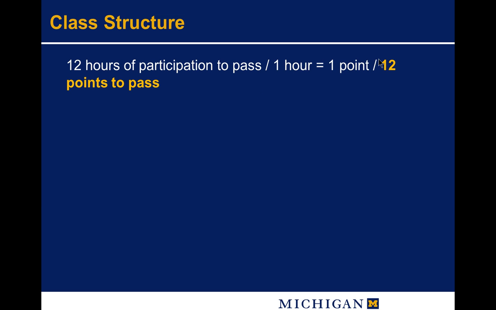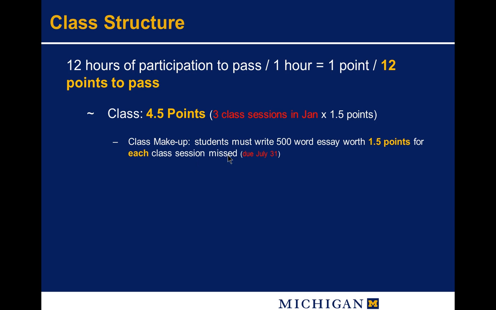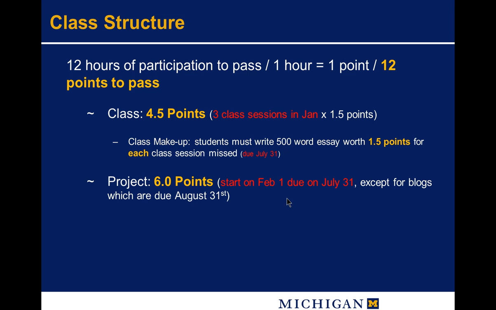Again, sometimes I'll be talking about points, because there are 12 hours of participation to pass, so sometimes 12 points is the same as 12 hours. Class, being 3 classes of 1.5 hours each, is really 4.5 points total. If you do miss class, you have to write makeup work, which is a 500-word essay for each class that you miss. The project is expected to take about 6 hours, for 6 points. And the peer reviews are expected to take about 1.5 hours, worth 1.5 points.